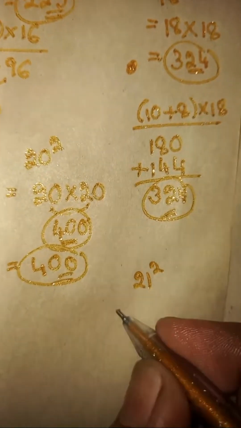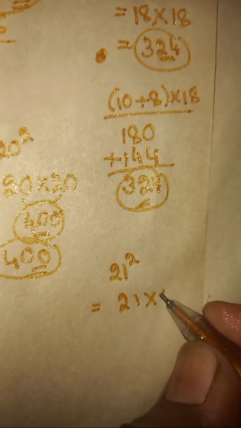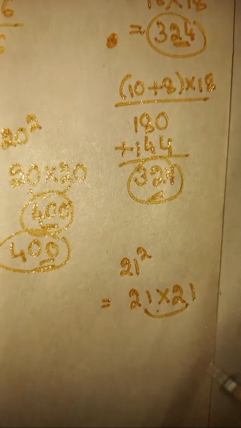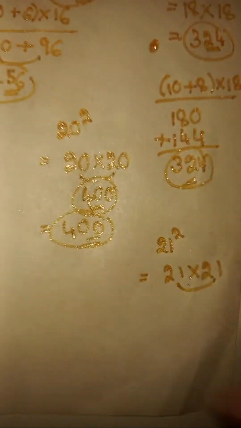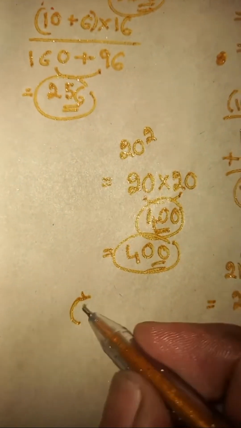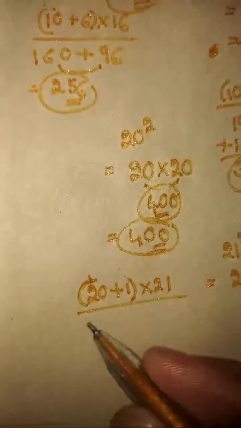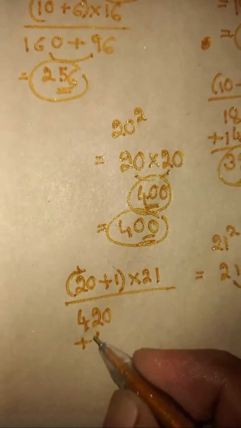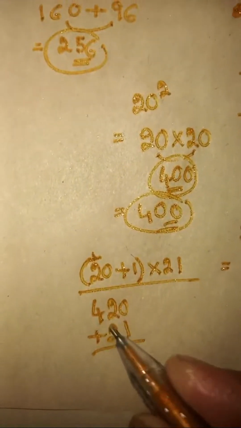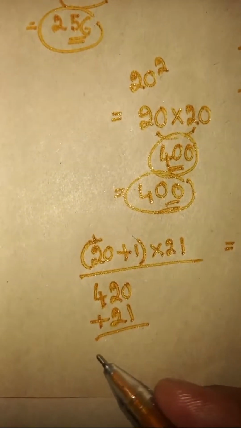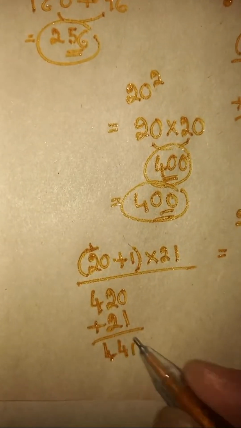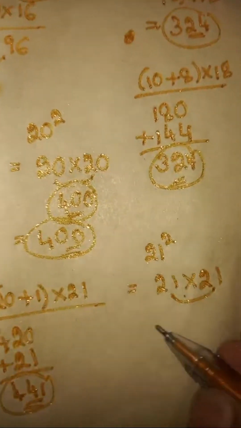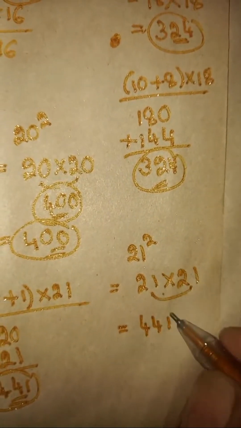Let's write what is 21 square. 21 square can be written as 21 times 21. Now you can write here 21 times 21. 21 you can write as 20 plus 1, times 21. 21 times 2 is 42. 420 plus 21 times 1 is 21. 420 plus 21, which is equal to 441. So this one is going to be equal to 441.